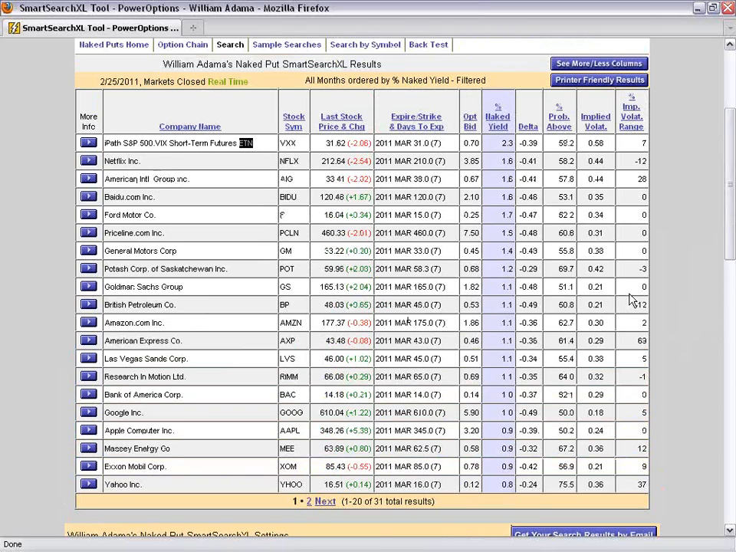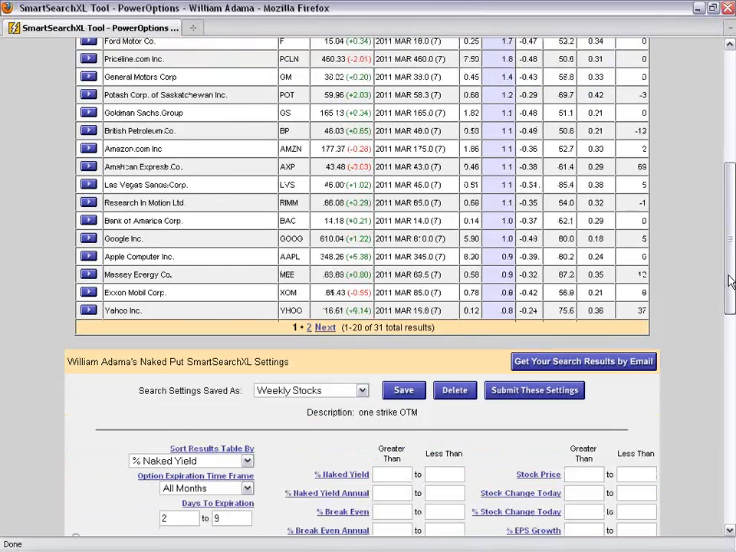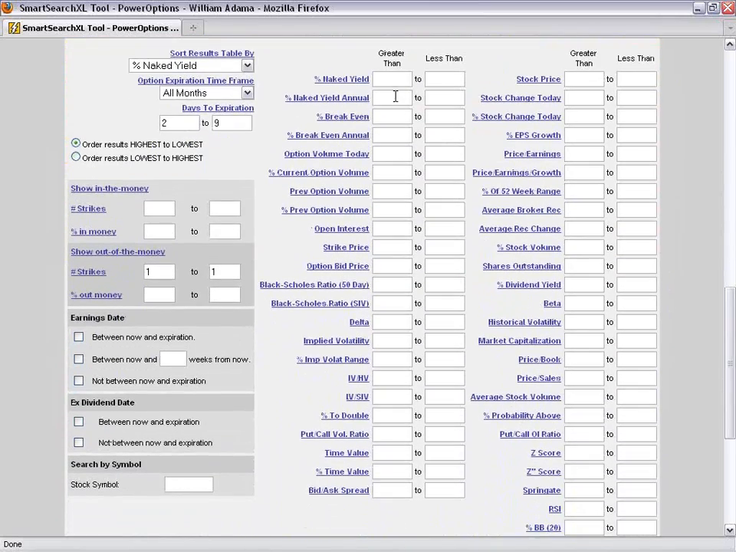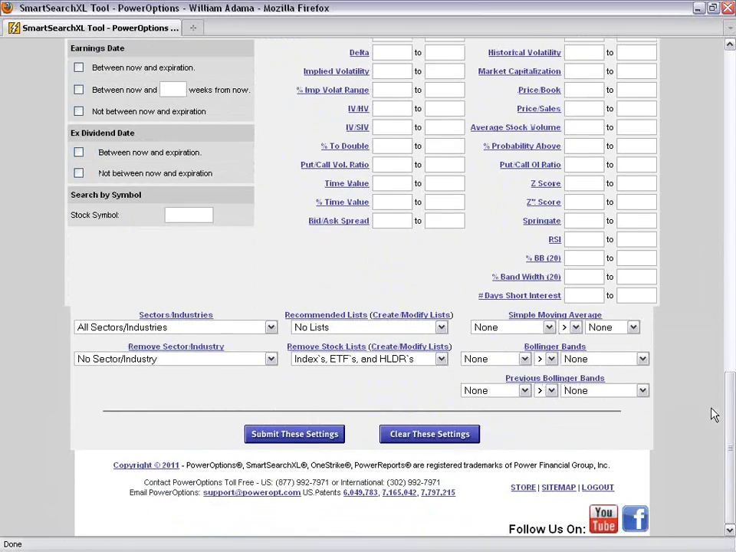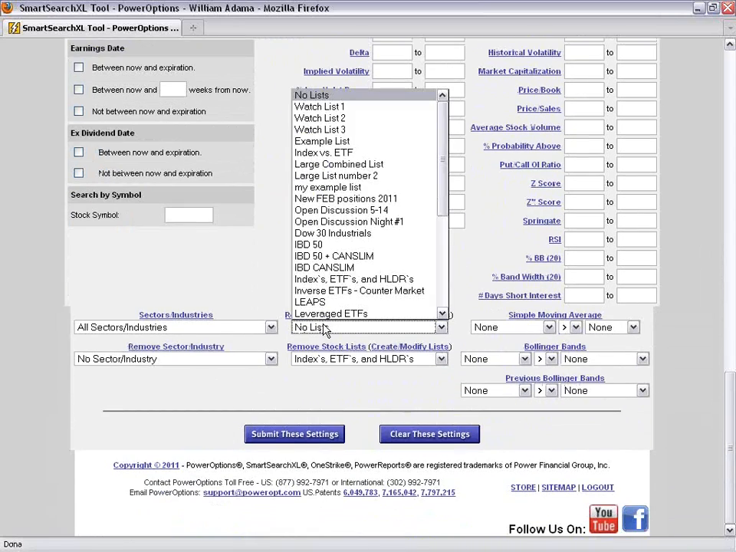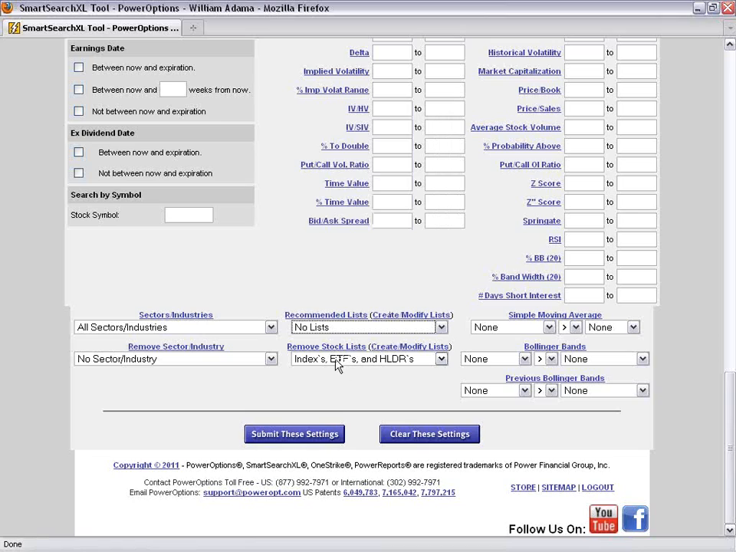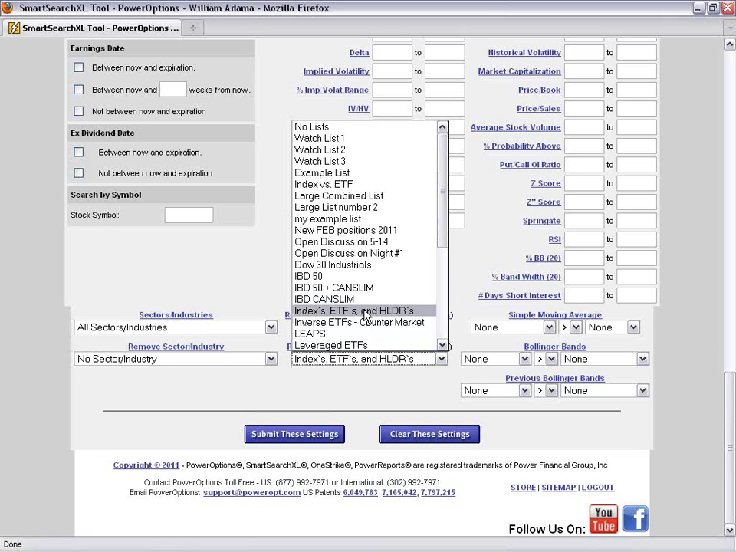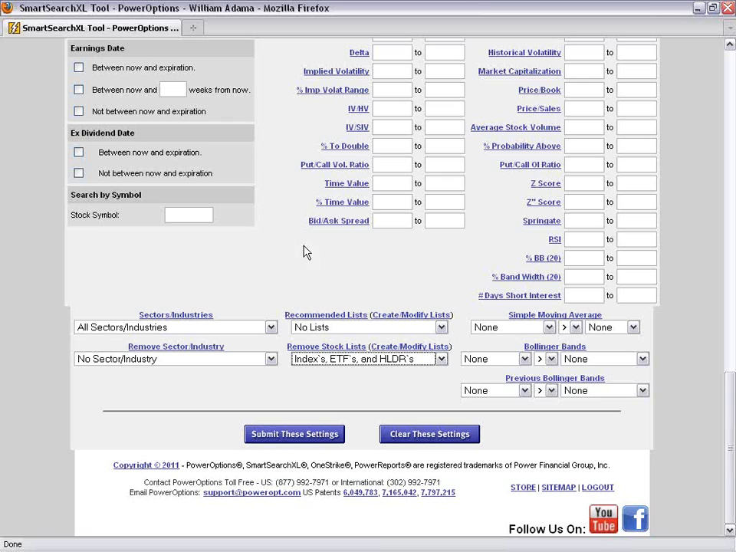Now, how did I identify just the stocks? Well, when we scroll down below into our parameter field, notice how I haven't put in anything for yield or any of the stock criteria. We just looked for weekly options and just the one strike out of the money. But in the fields down below, I have a selection field for recommended lists where I could screen just against stocks in certain company lists, or if I just wanted to look for the weekly options on our indexes, ETFs, and holders, I could have selected that.